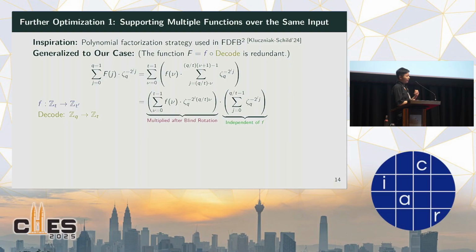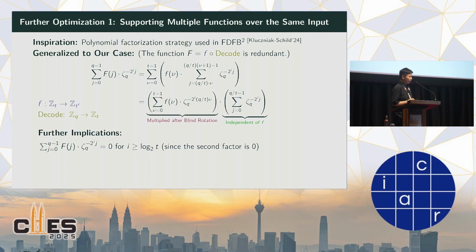We can see that the second factor is independent of the function f, so it can be initialized before the blind rotation in the test vector. And the first factor is dependent on the function, so we can multiply it using plaintext-ciphertext multiplication after blind rotation. So we can handle many different functions.